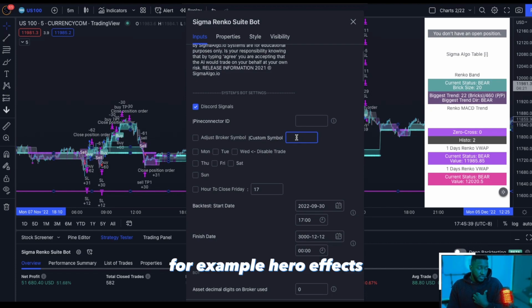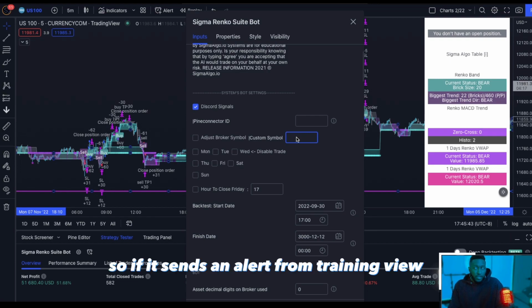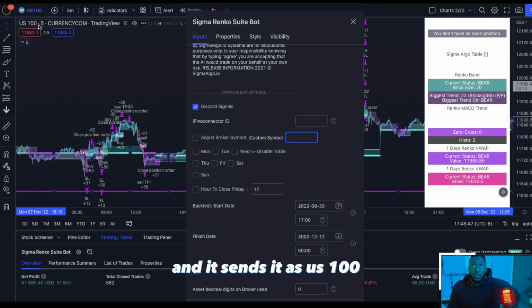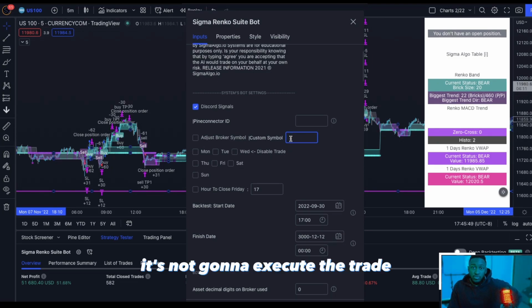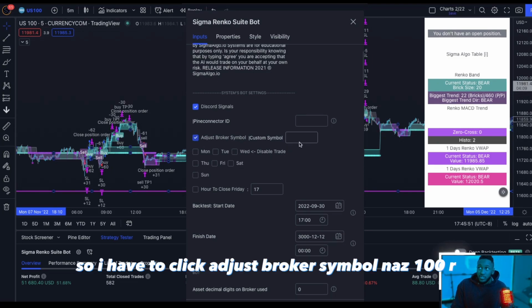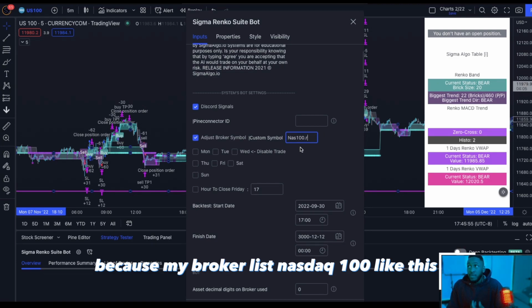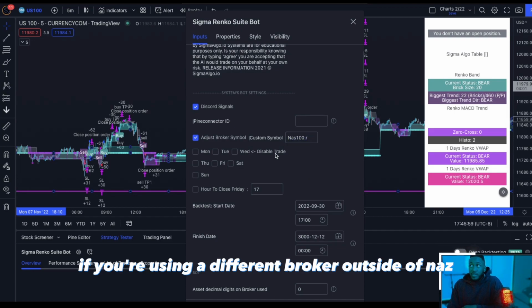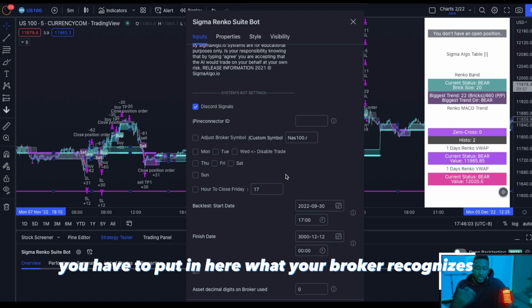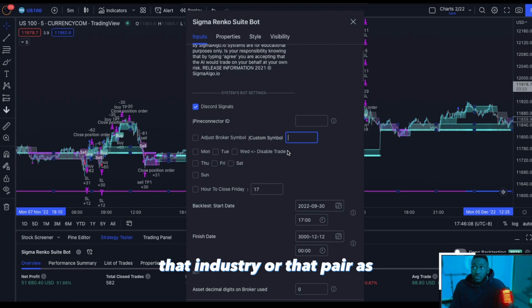So on my broker, for example, HeroFX, NAS 100 is NAS 100.R. So if it sends an alert from TradingView and it sends it as US 100, it's not going to execute the trade. So I have to click adjust broker symbol, NAS 100.R, because my broker lists NASDAQ 100 like this. If you're using a different broker outside of HeroFX, you have to put in here what your broker recognizes that indice or that pair as.